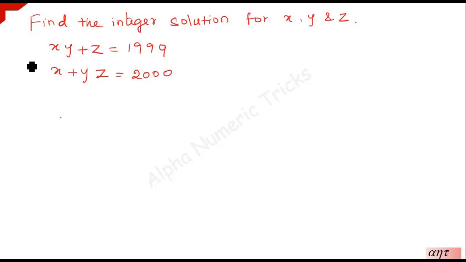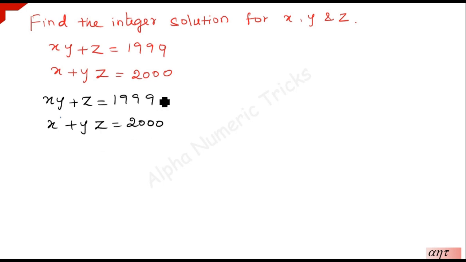Guys, now we are going to find the integer solution of the following system of equations. The equations given here are xy plus z is equal to 1999 and x plus yz is equal to 2000. So we have to find out the integer solutions for x, y and z.